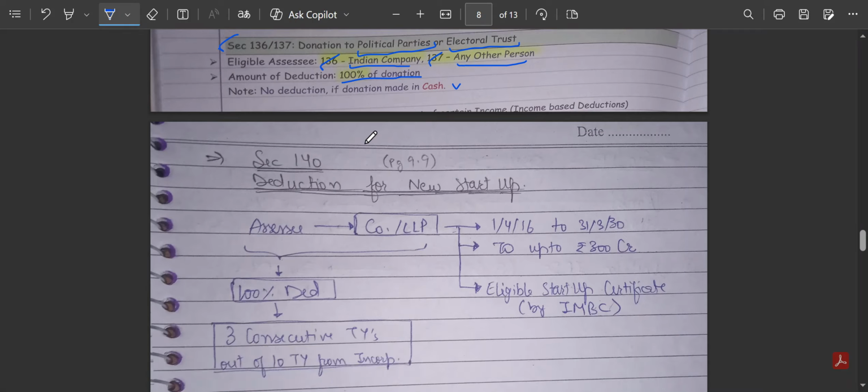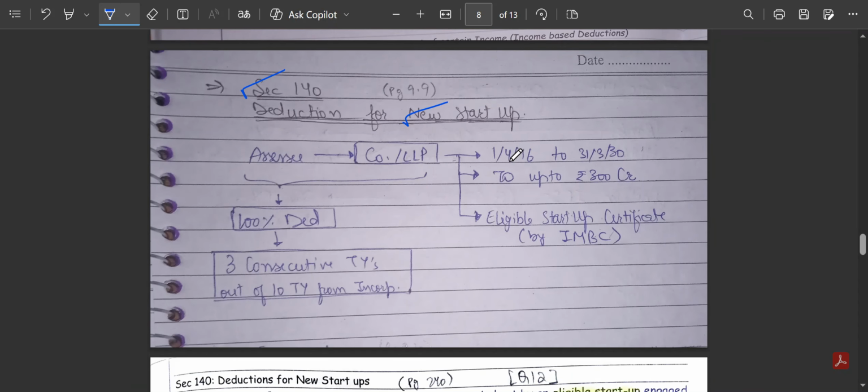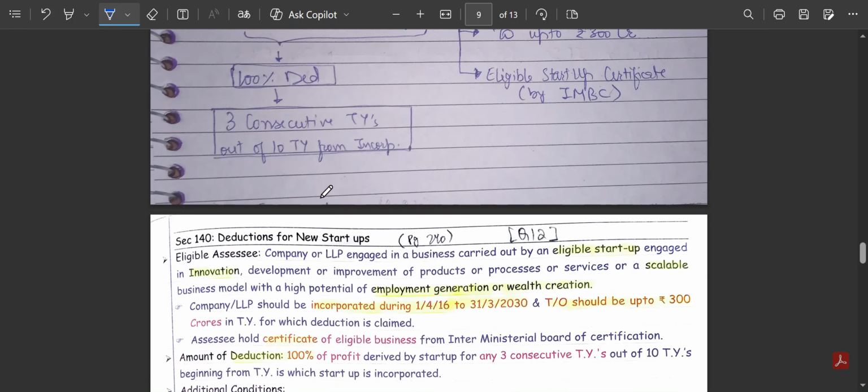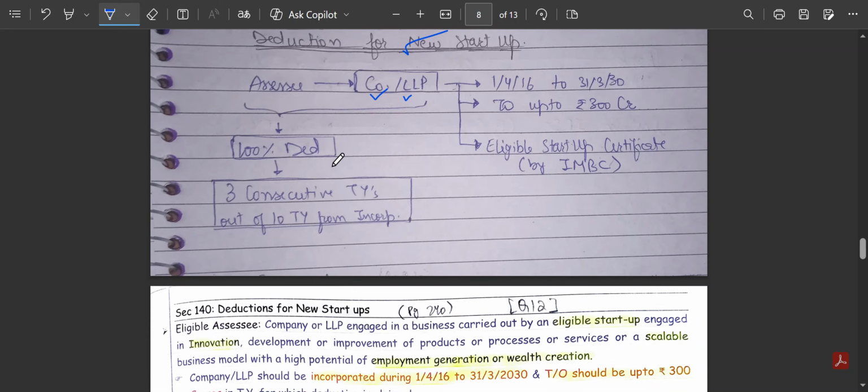Then moving on to the next deduction, which is under section 140, it provides a deduction for new startups. So if there is a startup who is in the form of a company or an LLP, it will get 100% deduction for three consecutive tax years out of the 10 tax years from incorporation. 100% deduction on its income, on its profits, I mean. He will get 100% deduction on profits for three consecutive tax years out of the 10 tax years from the tax year of incorporation. But there are certain conditions that it needs to fulfill.